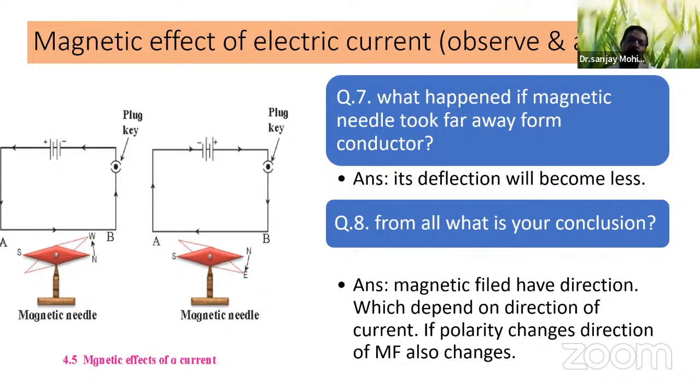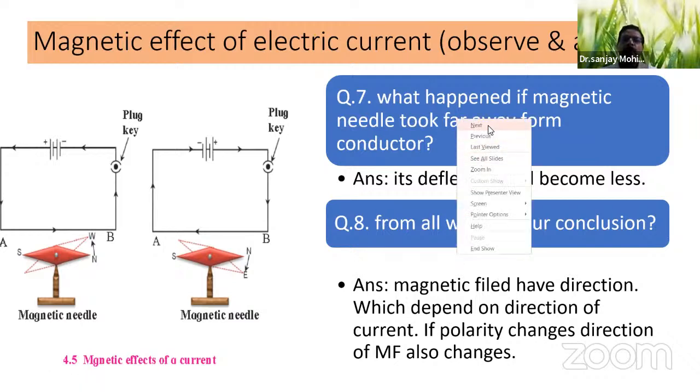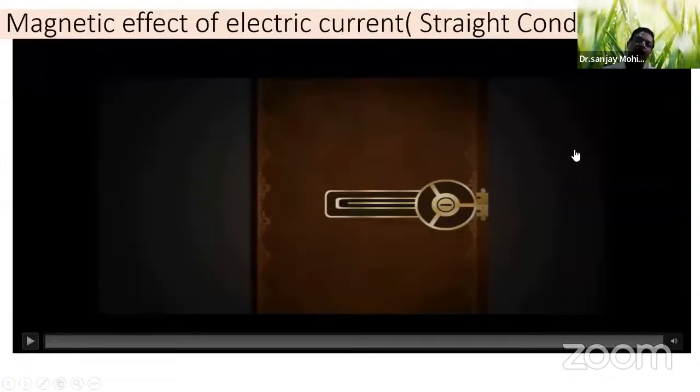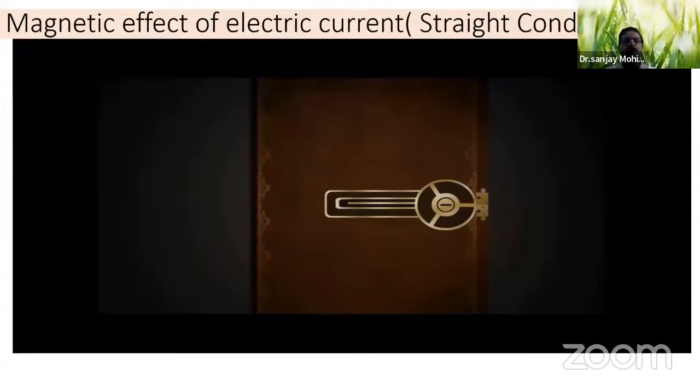So our final conclusion for this entire diagram is that the magnetic field has a direction which depends on the direction of current, and if the polarity changes, the direction of the magnetic field also changes. Now these are the different varieties of questions that are going to be asked based on the magnetic effect. So till now we have learned the relation between the electric field and the magnetic field.